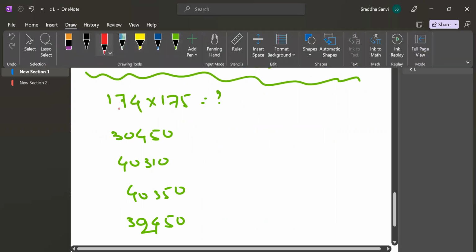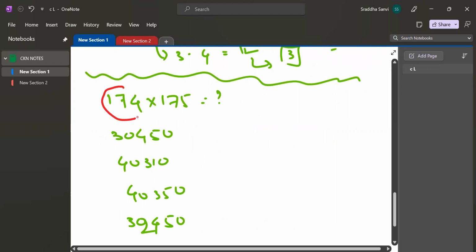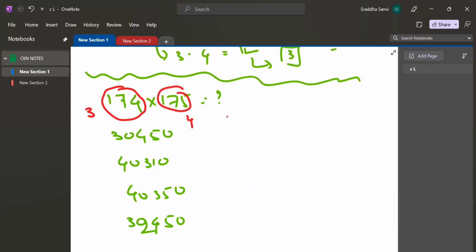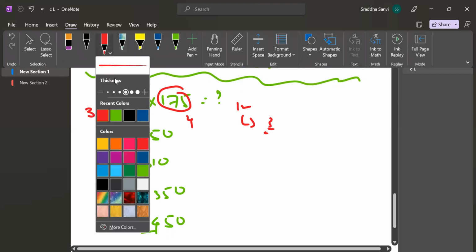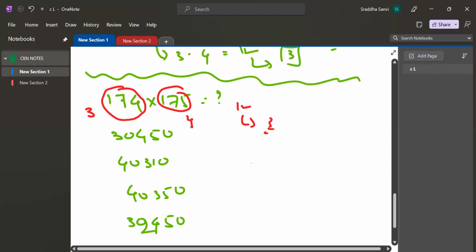Let's see. 174, 1 plus 7 is 8, 8 plus 4 is 12, digital sum 3. When 174 is 3, the next number 175 has to be 4. 3 fours are 12, 1 plus 2 is 3. So the digital sum of the given question is going to be 3. All of you okay? At this point, you are saying the digital sum of the given question is going to be 3 here. So when the question has got 3, the option choice must also have 3.